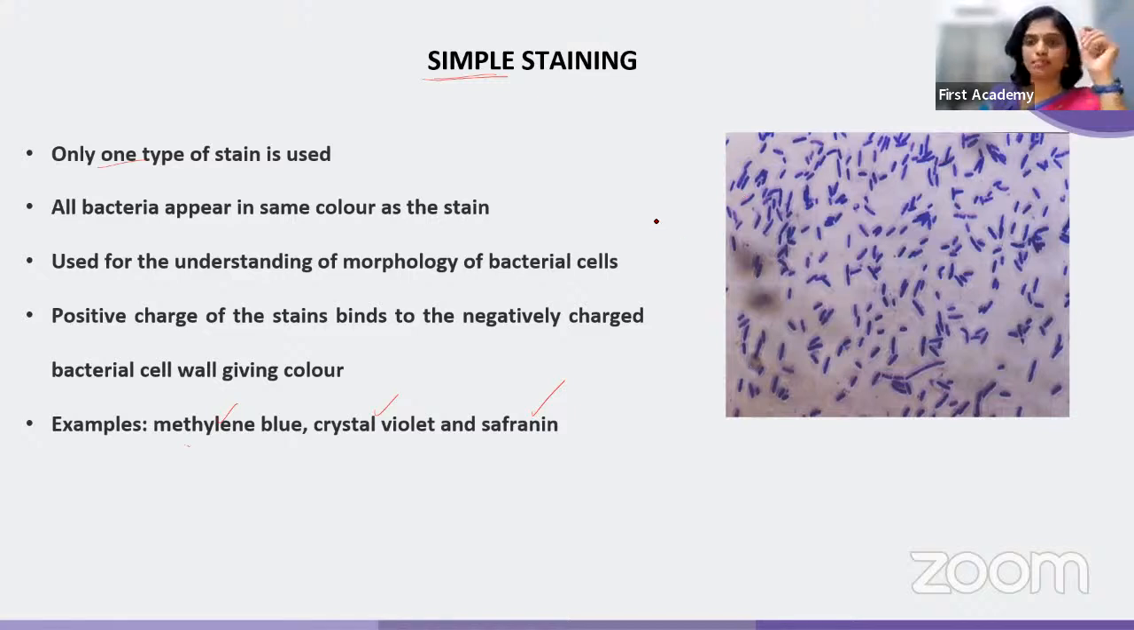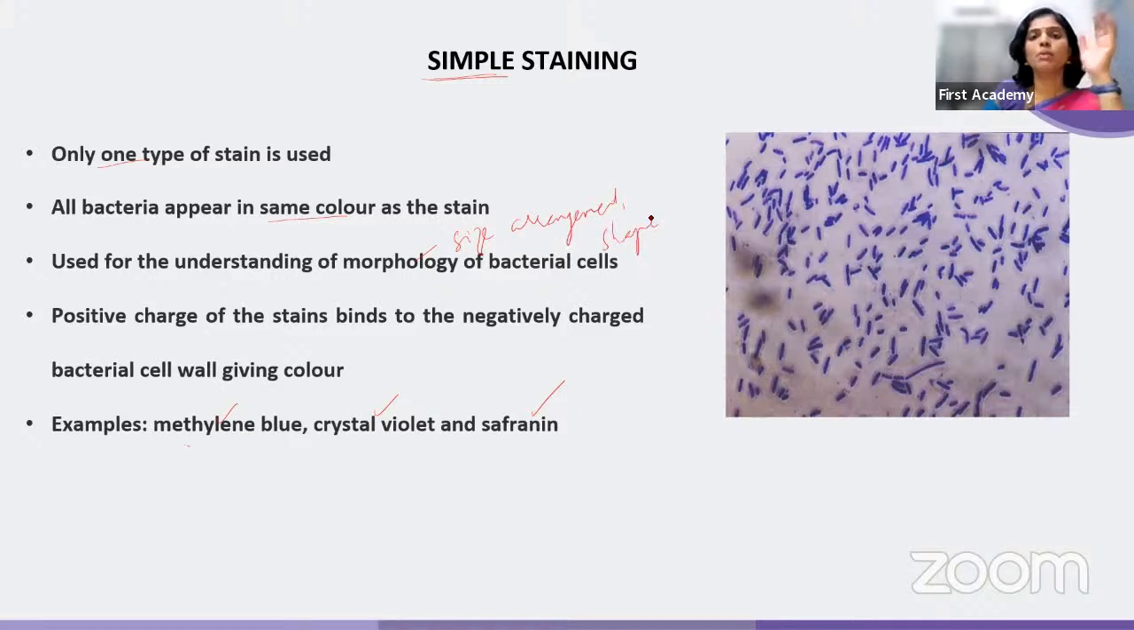But what happens in a simple staining? All the bacteria will appear in the same color as the stain, because here we can only understand the morphology. Like I said, you will be able to study the size, arrangement, and shape.